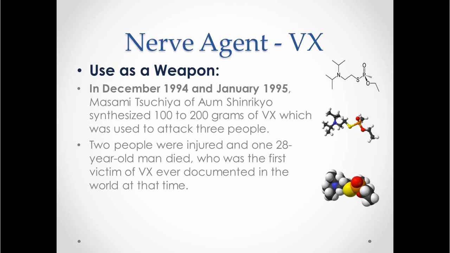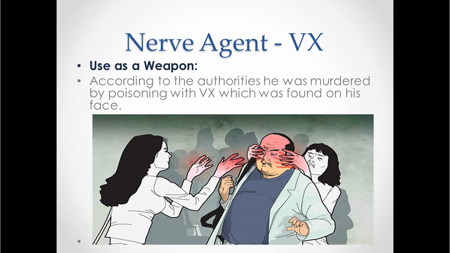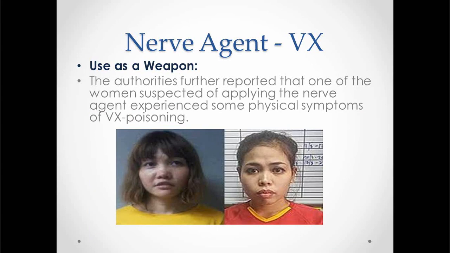On February 13, 2017, Kim Jong-nam, half-brother of North Korean leader Kim Jong-un, died after an assault in Kuala Lumpur International Airport in Malaysia. According to the authorities, he was murdered by poisoning with VX, which was found on his face. The authorities further reported that one of the women suspected of applying the nerve agent experienced some physical symptoms of VX poisoning.